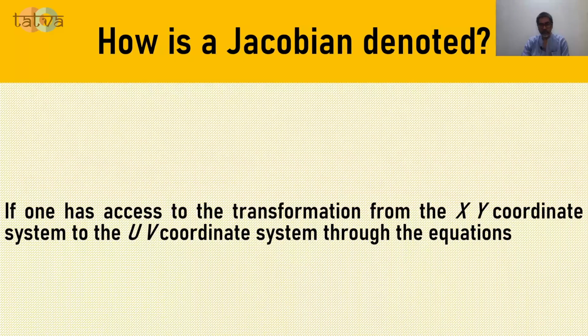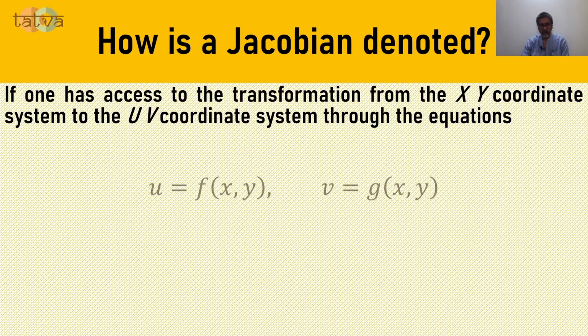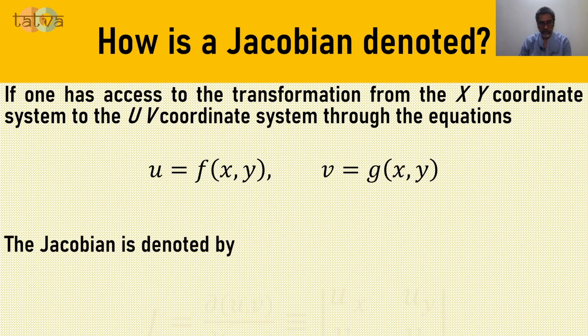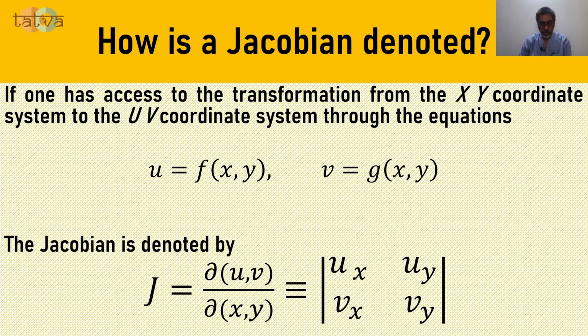How do you represent a Jacobian? Suppose you're moving from the XY coordinate system to the UV coordinate system, for which you are given transformation equations: u equals f of x y, v equals g of x y. The Jacobian is now denoted by J equals dou(u,v) by dou(x,y), which is the determinant of the first order partial derivatives: u_x and u_y in the first row, v_x and v_y in the second row, or the transpose of that.